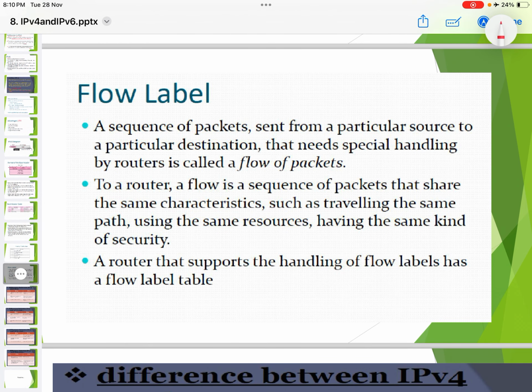Flow label. A sequence of packets sent from a particular source to a particular destination that needs special handling by the routers is called a flow of packets. To a router, a flow is a sequence of packets that share the same characteristics, such as traveling the same path, using the same resource, having the same kind of security. A router that supports the handling of flow labels has a flow label table.